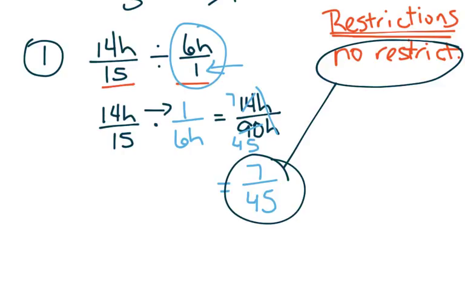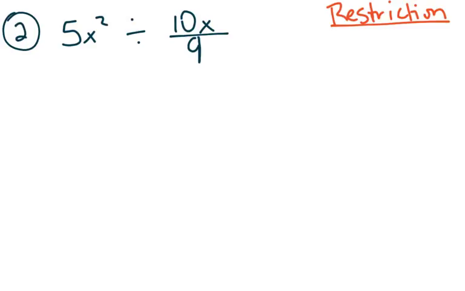All right, let's do another one. So I have 5x squared divided by 10x over 9. Again, I am automatically going to stick a 1 under that whole number. I'm going to look for restrictions. Do I have any variable in either one of my denominators? I do not, so I have no restriction.